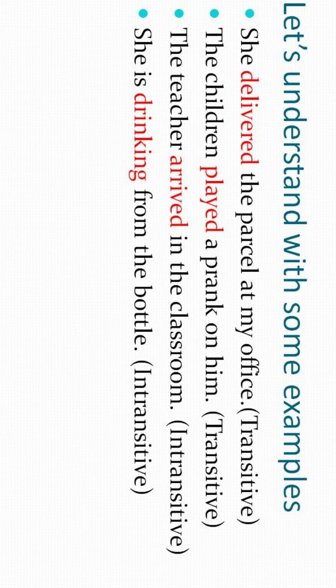As in the previous example, the teacher arrived in the classroom. टीचर क्या अराइव किया? मुझे नहीं पता. टीचर कहाँ अराइव हुई है? इसका आंसर तो मिल गया है, लेकिन टीचर क्या अराइव हुई है इसका मुझे आंसर नहीं मिला है. That's why this sentence will lie under the intransitive verb, right?